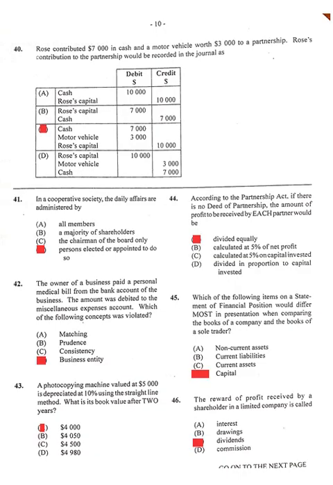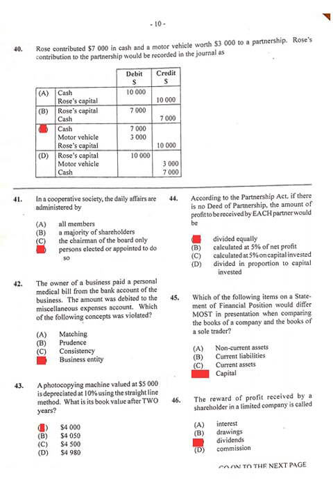Item 40, Rose contributed $7,000 in cash and a motor vehicle worth $3,000 to a partnership. Rose's contribution to the partnership would be recorded in the journal as, the answer would be C. The cash and the motor vehicle are debited and the capital contribution is $10,000. Number 41, in a cooperative society, the daily affairs are administered by, the answer is B. Persons elected or appointed to do so.